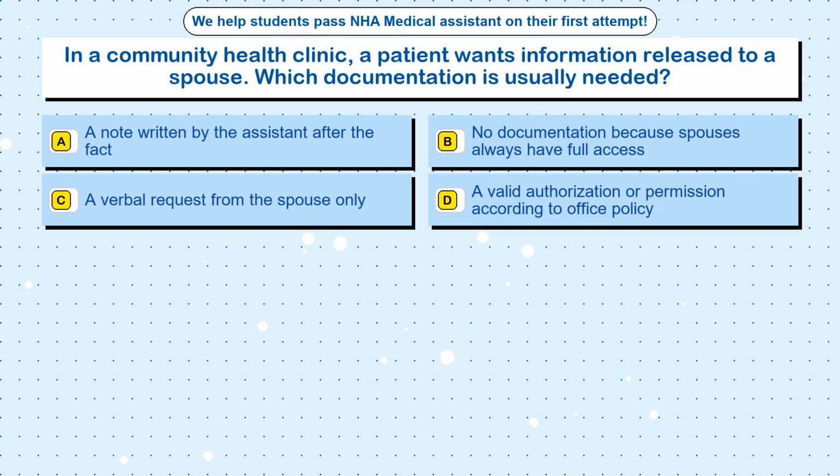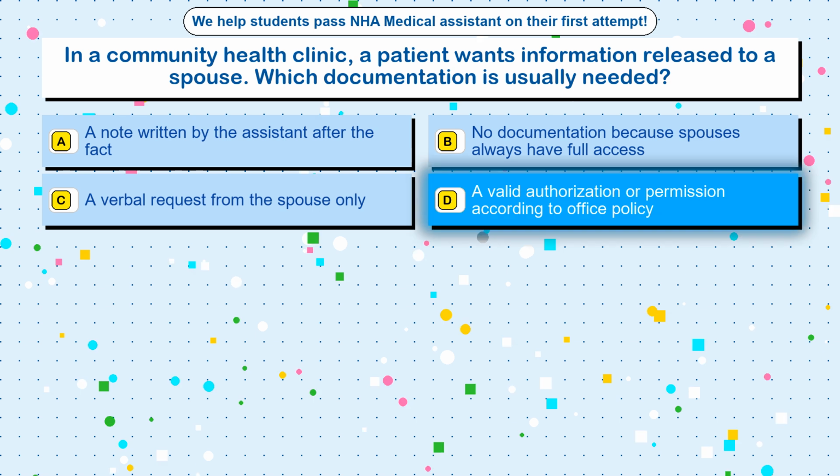Question 48. In a community health clinic, a patient wants information released to a spouse. Which documentation is usually needed? Option A. A note written by the assistant after the fact. Option B. No documentation because spouses always have full access. Option C. A verbal request from the spouse only. Option D. A valid authorization or permission according to office policy.